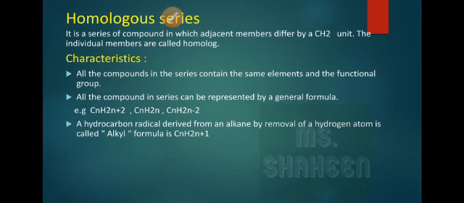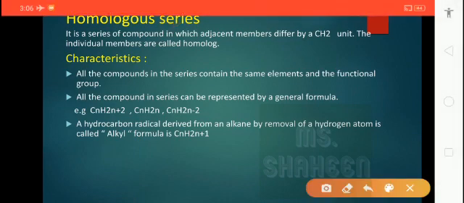The next point: a hydrocarbon radical derived from an alkane by removal of a hydrogen atom is called alkyl. The formula is CnH2n+1. You may see, students, there is a little difference between alkane and alkyl. In alkane it is plus 2, and in alkyl, because of the removal of one hydrogen atom, it is plus 1. This is known as alkane, and this is known as alkyl.